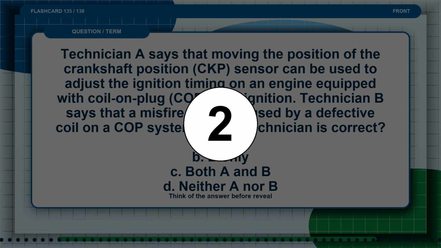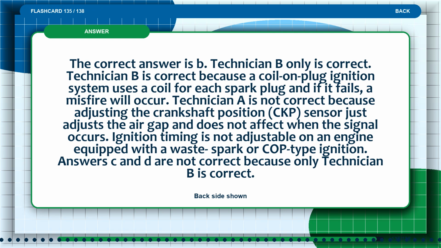The correct answer is B. Technician B only is correct. Technician B is correct because a coil-on-plug ignition system uses a coil for each spark plug, and if it fails, a misfire will occur. Technician A is not correct because adjusting the crankshaft position CKP sensor just adjusts the air gap and does not affect when the signal occurs. Ignition timing is not adjustable on an engine equipped with a waste spark or COP type ignition. Answers C and D are not correct because only Technician B is correct.